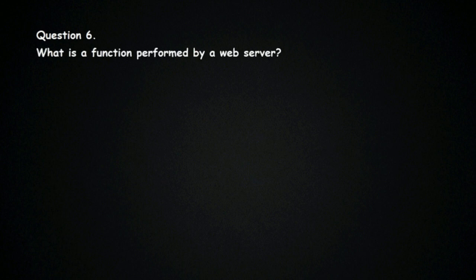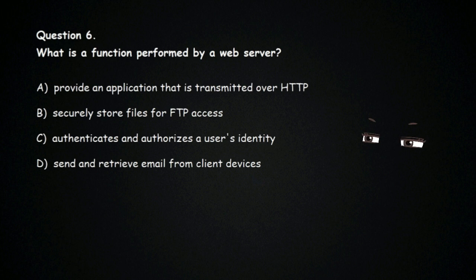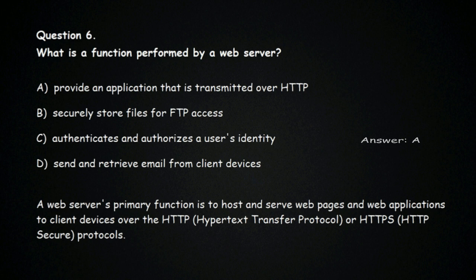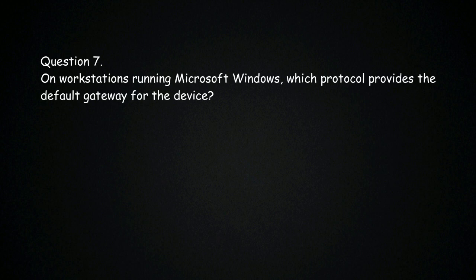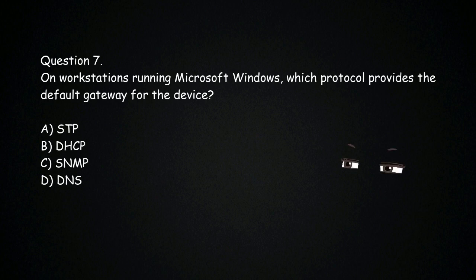Question 6. What is a function performed by a web server? Options. Correct answer is A. Provide an application that is transmitted over HTTP. Question 7. On workstations running Microsoft Windows, which protocol provides the default gateway for the device? Options. Correct answer is B. DHCP.